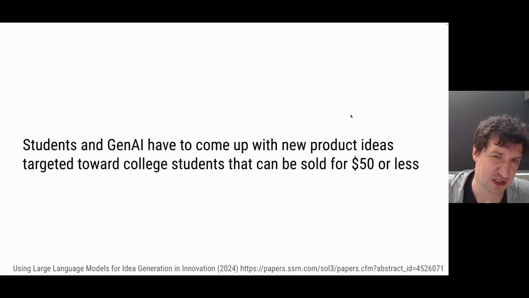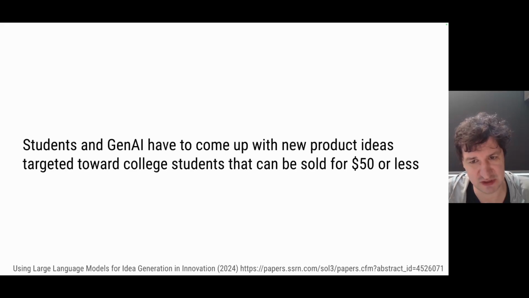These stories, as you can see, are probably not something very useful, because it's just a very short story. There was another study that was studying something potentially a bit more useful. The idea here was to see how well Gen AI can come up with ideas for new products. And there were some restrictions: the product should be targeted towards college students, and should be no more expensive than $50.